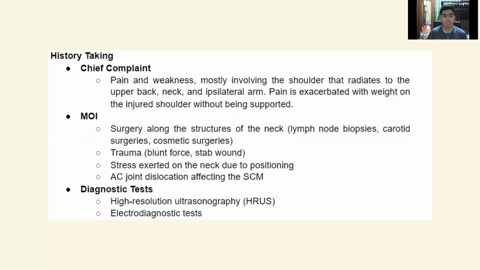For the examination, first is the chief complaint. Mostly there is pain and weakness involving the shoulder that radiates to the upper back, neck, and ipsilateral arm, and pain is exacerbated with weight on the injured shoulder without being supported. For the mechanism of injury, surgery along the structures of the neck, lymph node biopsies, carotid surgeries, and cosmetic surgeries can cause aggravation of the spinal accessory nerve. Also trauma, stress exerted on the neck due to prolonged positioning, and acromioclavicular joint dislocation, which affects the SCM. For diagnostic tests, we have high resolution ultrasonography, or HRUS.